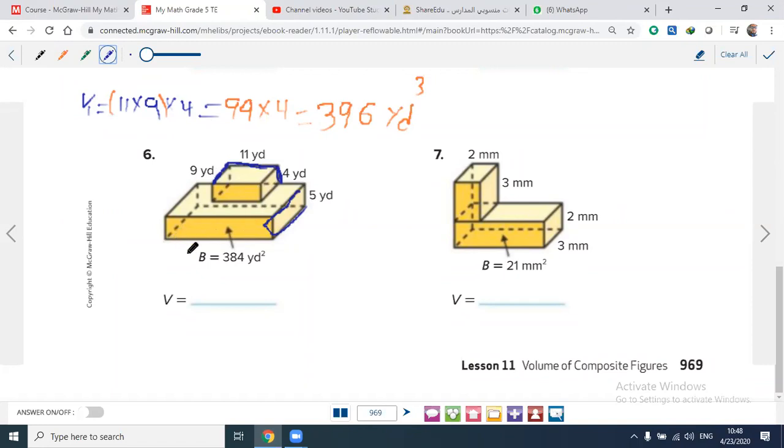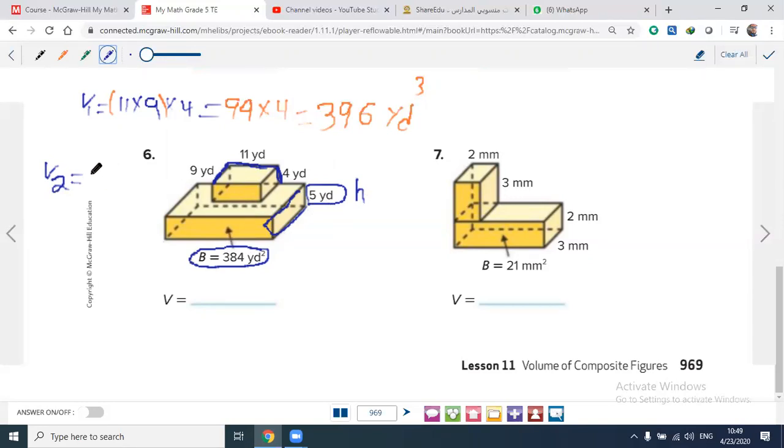But here I have what? Which formula do I have to use for volume 2? I will write. I have this height, yes, you are right. This height. But what is this here called? B. B means what? Area of base. B means 384, this area of base. I have to use this formula: B times H.